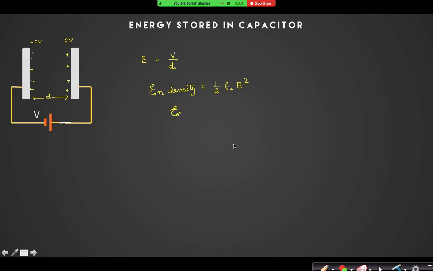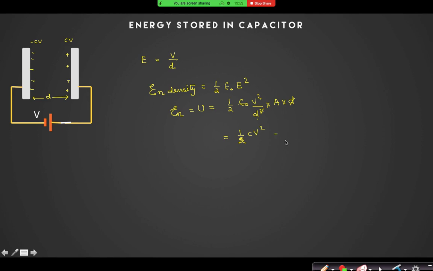So what is the total energy, the potential energy? It is half into epsilon naught into V square by D square multiplied by the volume. The volume of the parallel plate capacitor is A into D. So you get A epsilon by D, which is nothing but the capacitance C. So can I write it as half into CV square? Yes, half CV square is the energy stored inside that capacitor.